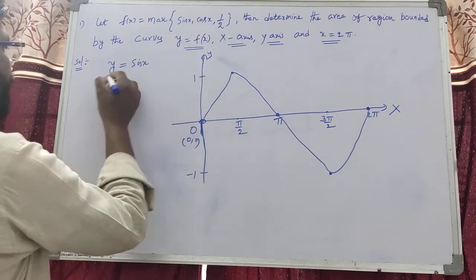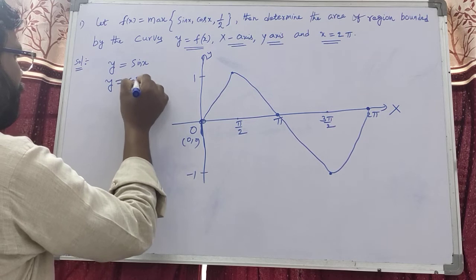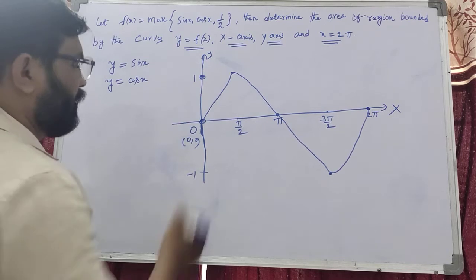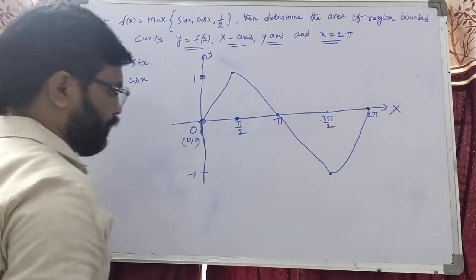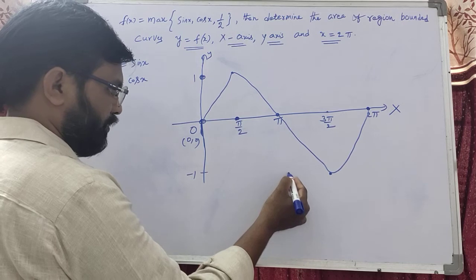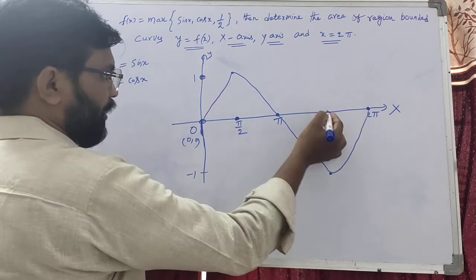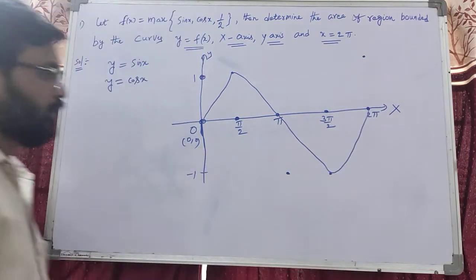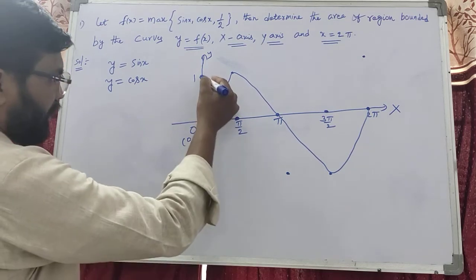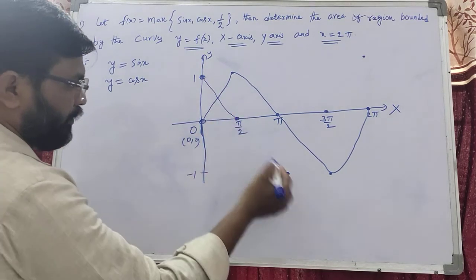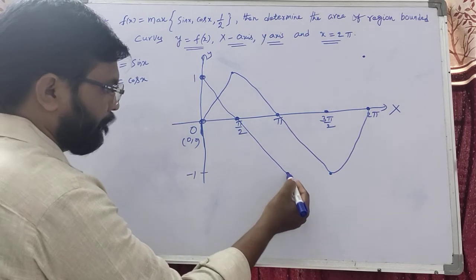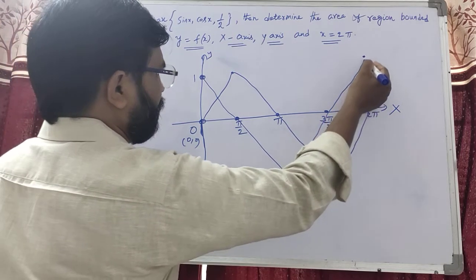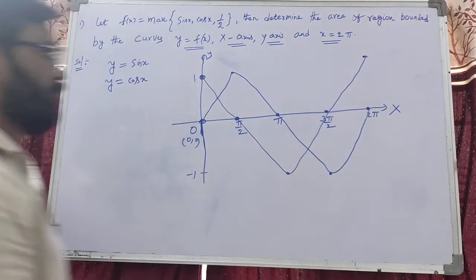Next, now we can draw the graph of y equal to cos x. Dear students, the cos 0 is 1, cos 90 is 0, the cos pi is minus 1, cos 3 pi by 2 is 0, cos 2 pi is 1. So, now we can draw the graph of cos x. This is the graph of y equal to cos x.